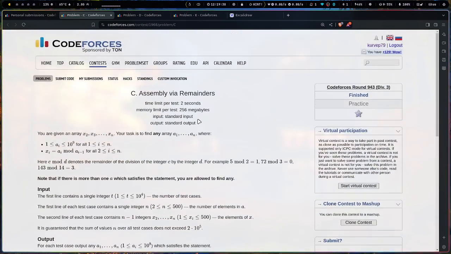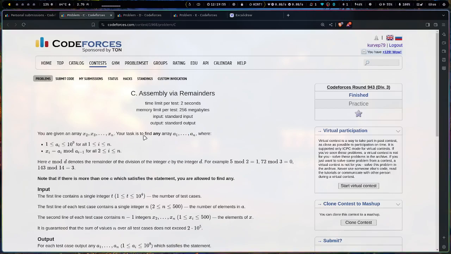Now coming towards the third problem, assembly via remainders. You are given an array x2 x3. First element is not given. So we need to find an array from a1. So one extra element should be present here.